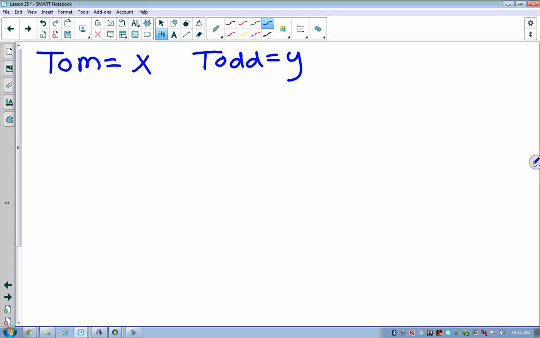Tom is 6 times as old as Todd. In math, what do we substitute with is? Equals. So Tom is x. x equals what? 6 times as old as Todd. So it's 6 what? 6y. That's pretty easy so far, right? Let's keep it as easy for as long as we can.